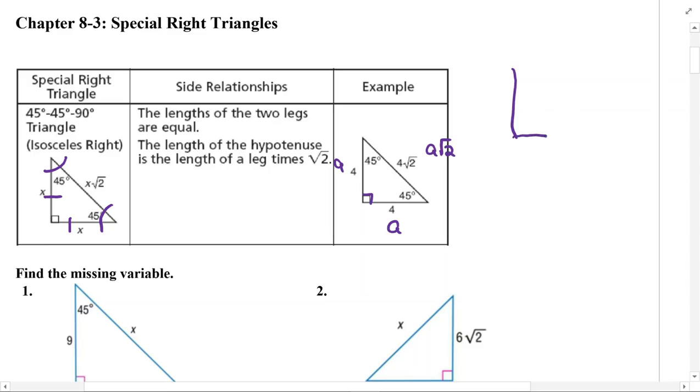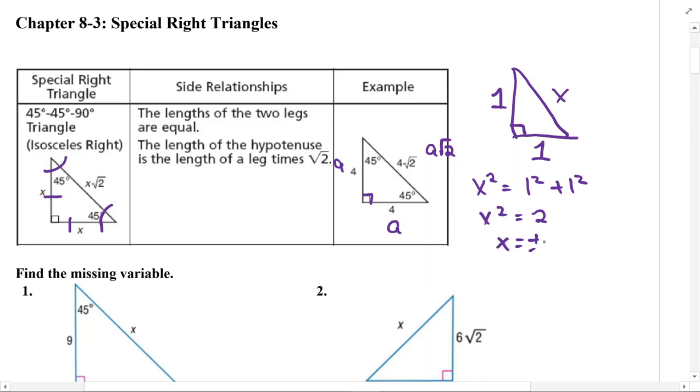How that came about is if you look at a right triangle, and this is length 1, and this is length 1, and we want to find the hypotenuse, we know that x squared would equal 1 squared plus 1 squared. So x squared equals 1 plus 1, which is 2. So x would equal plus or minus rad 2. So this side here would be 1 rad 2.